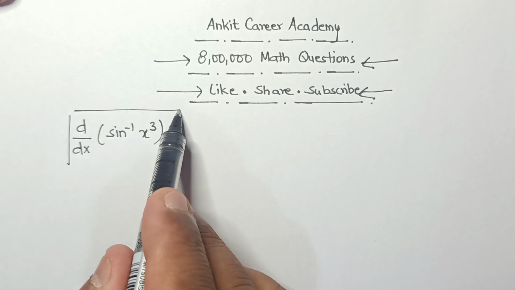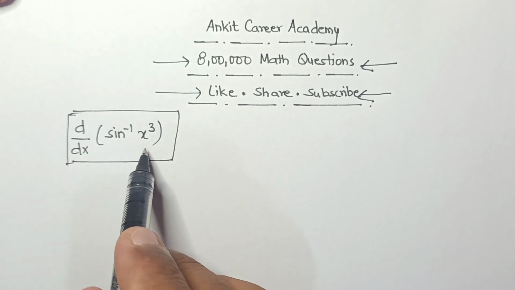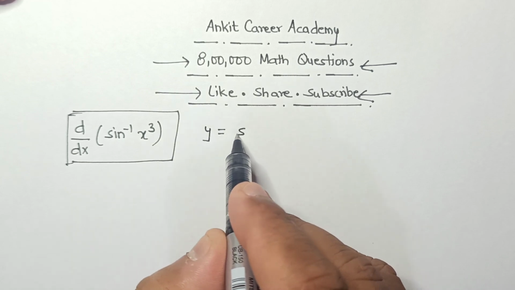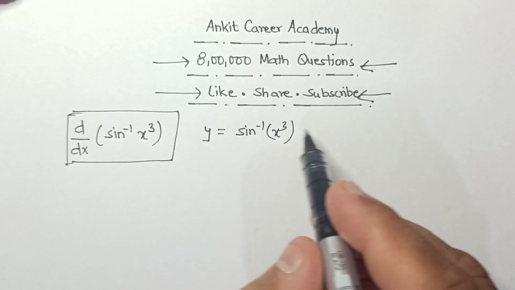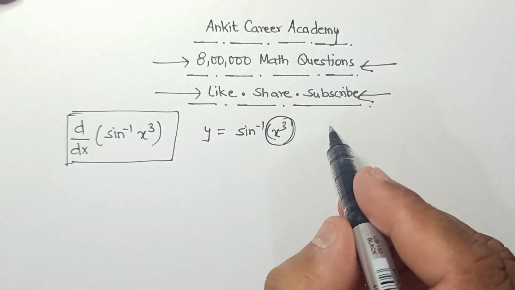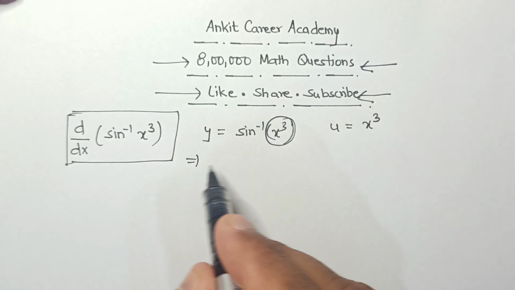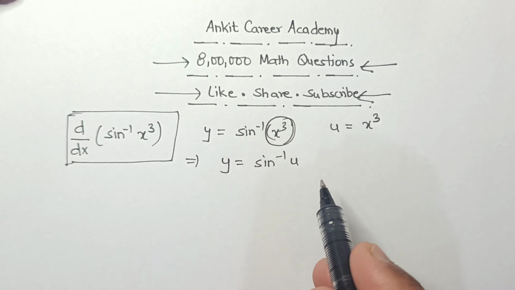So right now what we are going to do is calculate the differentiation of sine inverse x cube. The first thing is, let us take this function as y. So the value of y is equal to sine inverse of x cube. Now in the next step we are going to take x cube as u. So let us take u as x cube. That means now our function would be y is equal to sine inverse of u.